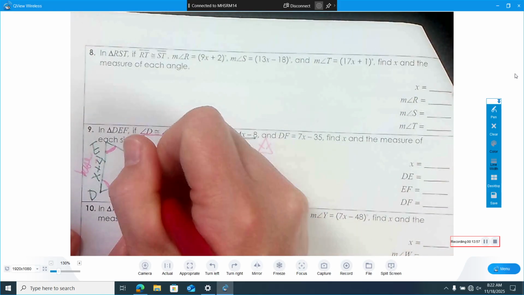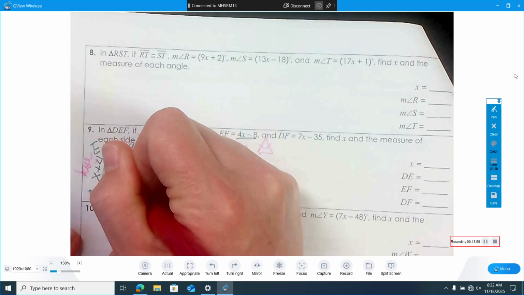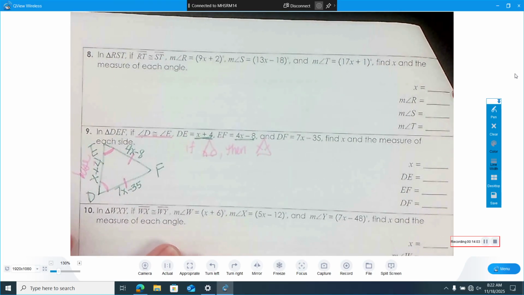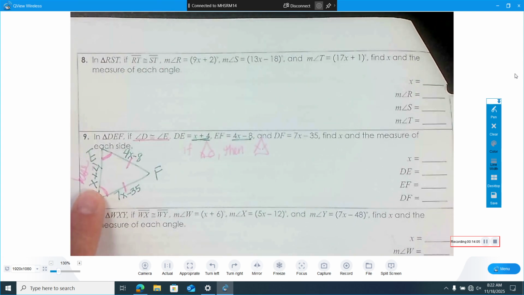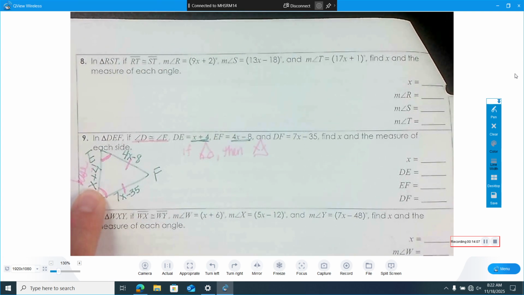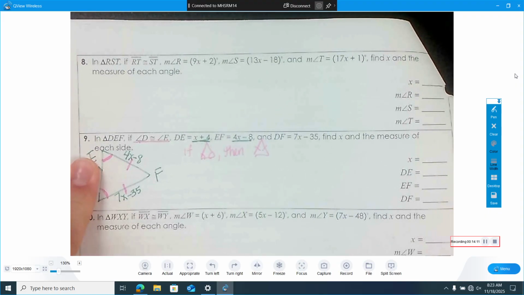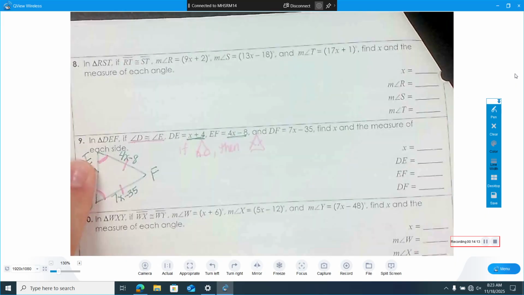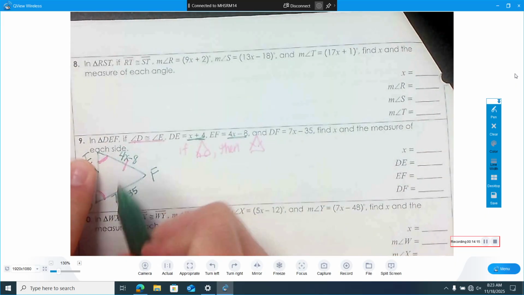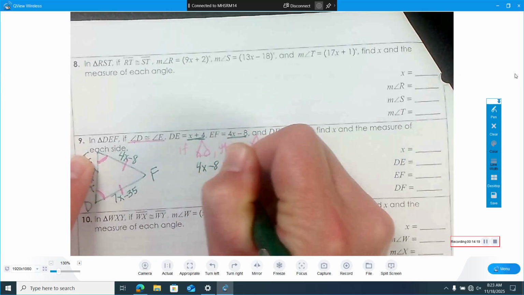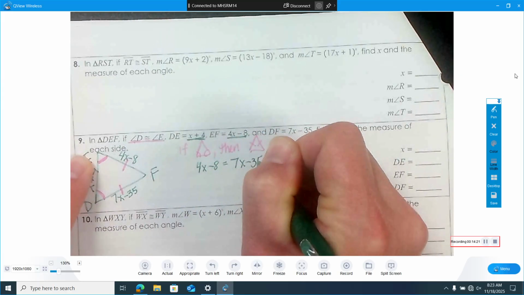Okay, so EF and DF are congruent. Really important that we figure out the things that are congruent. And so this x plus 4, are we going to use this x plus 4 right now? No. Not right now. It's not going to help us set up our equation right now. So we do need to say that since our legs here are congruent, then we have 4x minus 8 is equal to 7x minus 35.